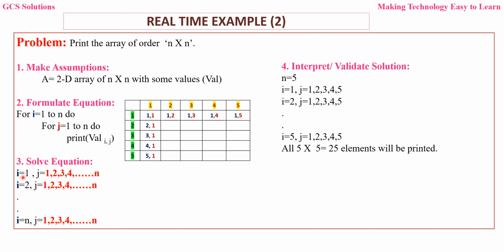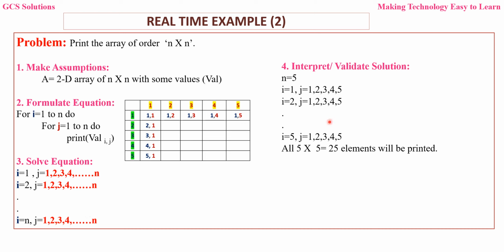So I solve the equation. I take the value for i equal to 1, j will be varying from 1 to n. If n is 5, it will be varying from 1 to 5. For i is 2, j again will be varying from 1 to 5 if I assume that my n is 5. What I'm trying to tell you is that you solve the equation assuming n as 5 and you go for printing all the column values for each row. So this way I have solved the equation.